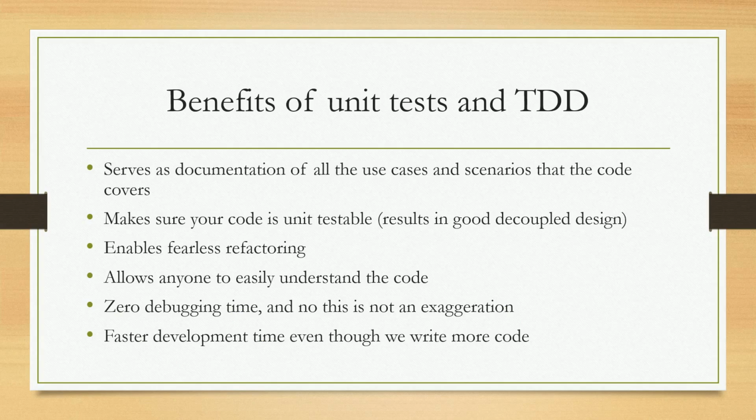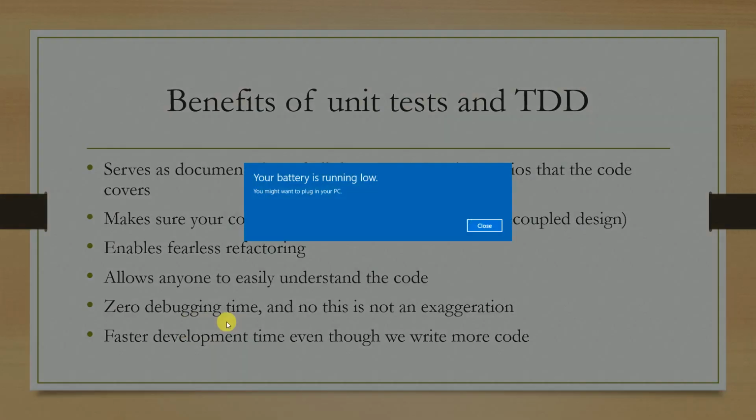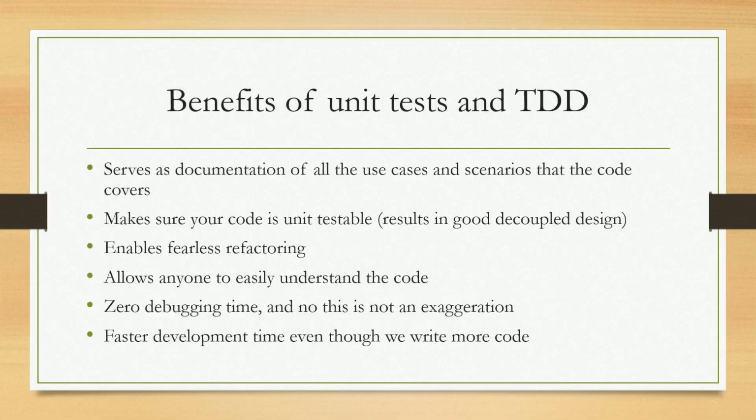And as a result of this zero debugging time, we get faster development time even though we write more code. So we're writing more code, we're writing tests, and we're writing production code. But our development time is faster because we don't spend time debugging. The thing with debugging is there's a lot of brain power involved. So when we debug, we think that time is passing very fast. If you try to time yourself with TDD and without TDD, you'll find that you finish faster with TDD. So those are all the benefits of unit tests and TDD.